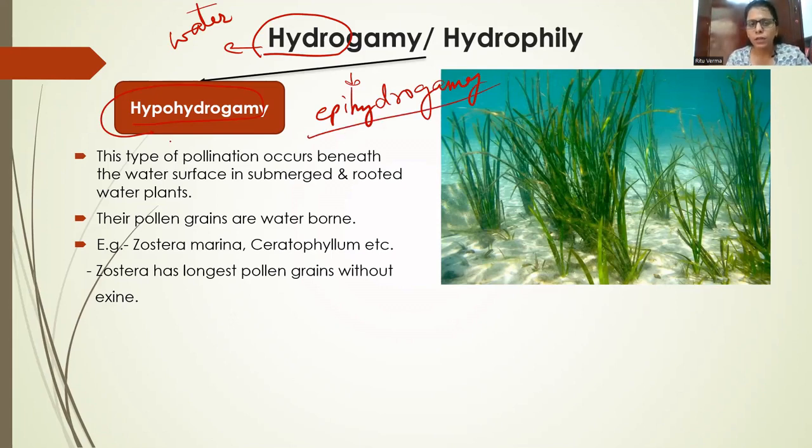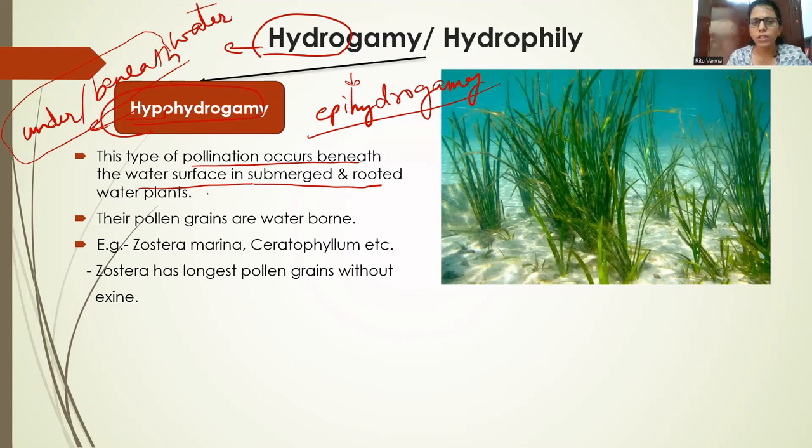The names are given because in some water plants this process of pollination occurs beneath the water surface, that means under the water. And in some water plants, this process of pollination occurs on the surface of water. The term hypo means under or beneath. So hypohydrogamy is the type of hydrogamy in which pollination occurs beneath the water surface.